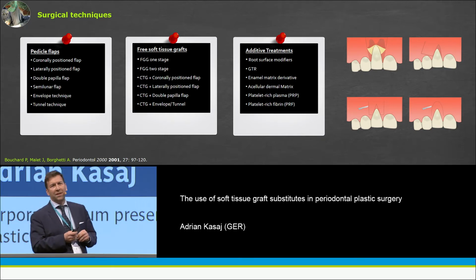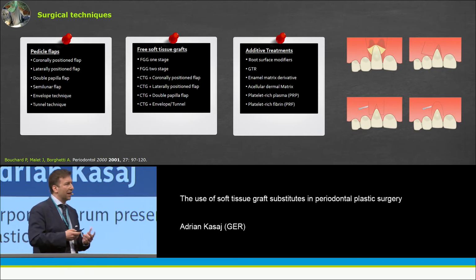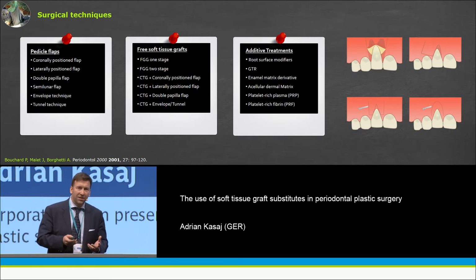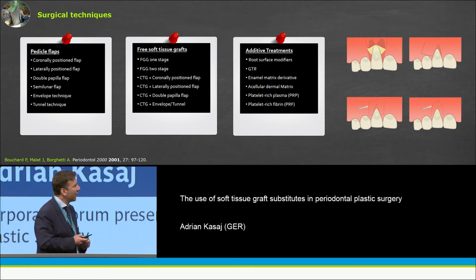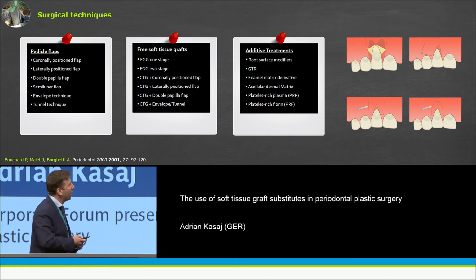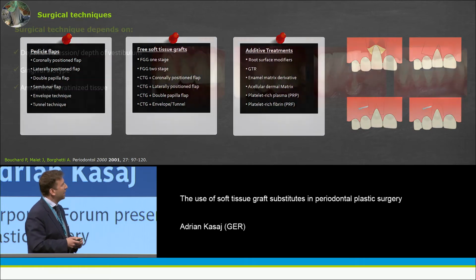And we have the group of the additive treatments, which would include the use of root surface modifiers like EDTA, tetracycline, citric acid, the use of resorbable and non-resorbable membranes, Emdogain, the group of acellular dermal matrices of human or porcine origin, and we have PRP, PRF. Now we have the possibility to combine these additive treatments with the soft tissue grafts and with some of the pedicle flaps. So a lot of combination possibilities.